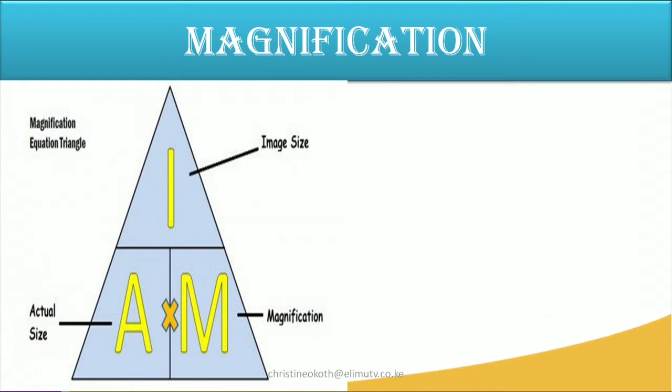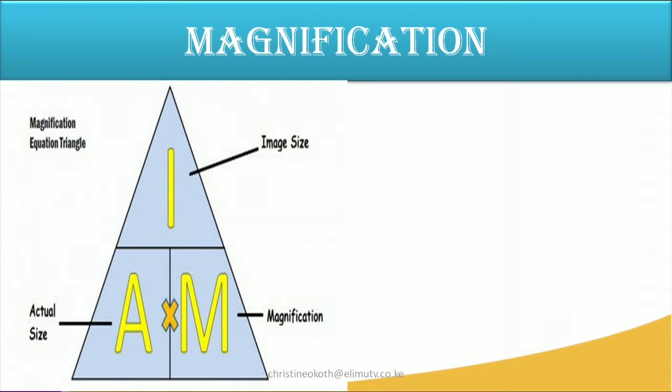We have this formula. If you are calculating magnification based on a biological drawing, it will be the image divided by the actual size of the specimen. Now, sometimes you are told to calculate the actual size. How do you calculate the actual size? You will take the image, which is what you've drawn on the piece of paper, and divide by the magnification.